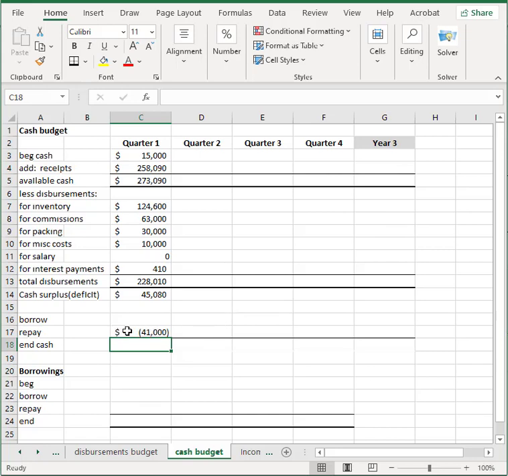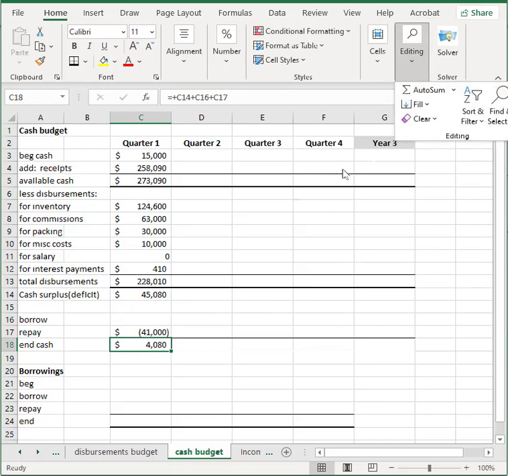If you don't, then there's nothing here, and ending cash would be $45,080. But if I pay off the debt, and actually I think I'm going to put the formula like this.